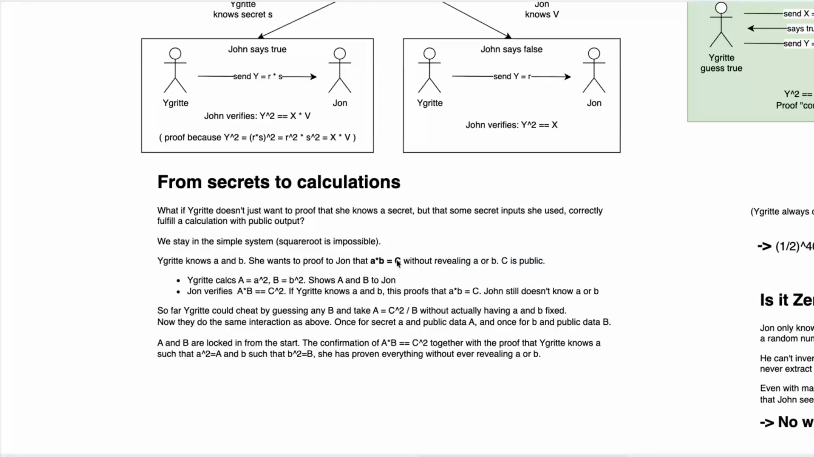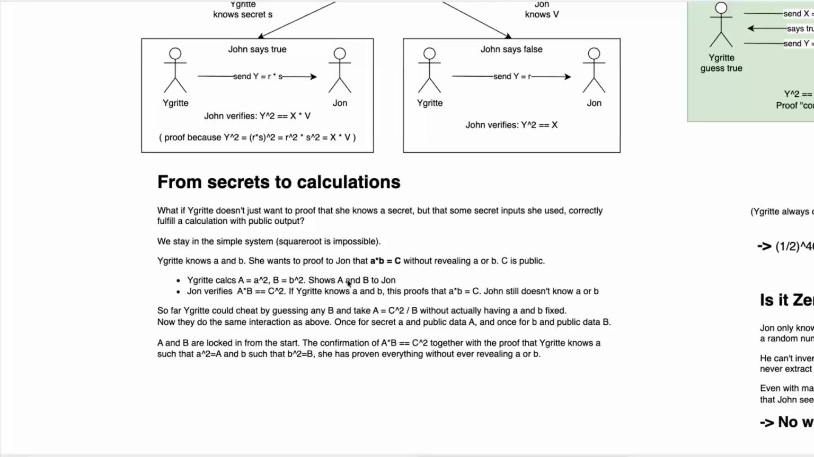She wants to just prove that A times B is C. Now, this time it's a bit more complex than the first thing, but not much. First, eGrid calculates, so to speak, a bit more commitments. She calculates uppercase A, which is just small a squared, and uppercase B, which is just small b squared. And she can show that to John, because since square root is not possible, he will not get any information from A or big B to her secrets.